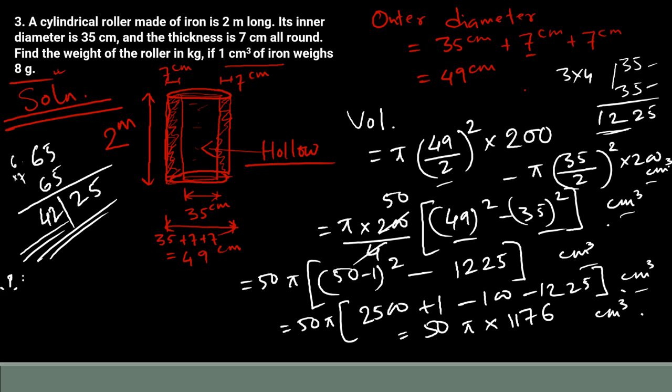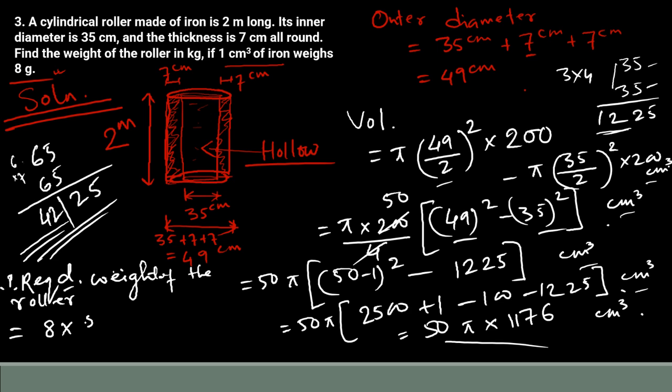Therefore, what is the required weight of the roller? It weighs 8 gram for 1 centimeter cube. Then how much will it weigh for this volume? 50 pi, this is 22 by 7 times 1176. This much centimeter cube, this much is the gram, right? This much gram is there.